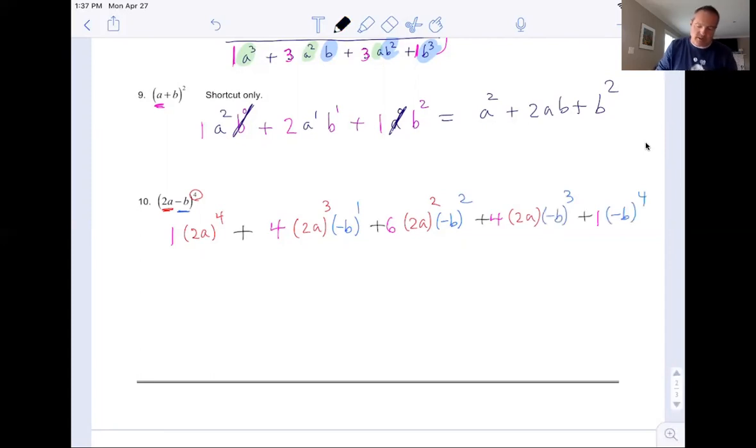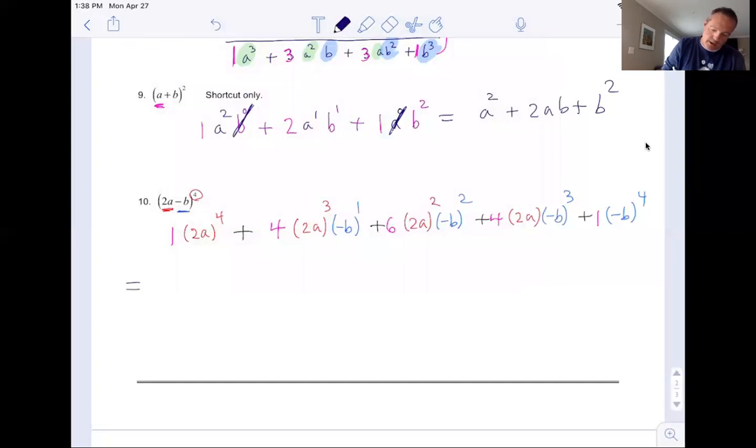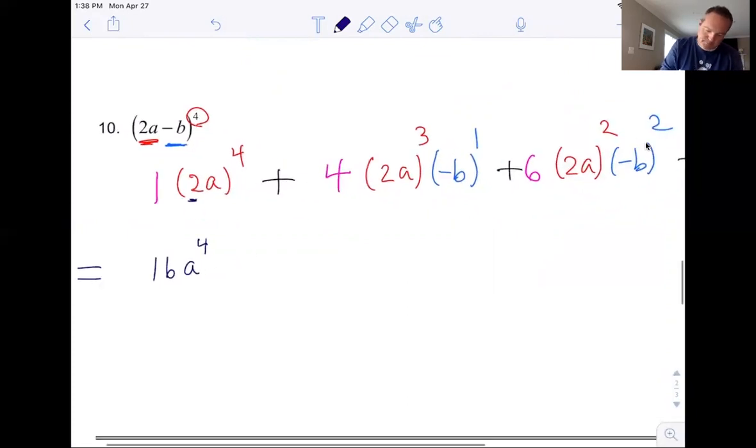I think you'll see this. A 4th degree binomial will give you 5 terms. A 5th degree will give you 6 terms. You always have one more term than what the power is. And now you really just do algebra 1. Now you gotta be careful. This is 2 to the 4th. That's 16 a to the 4th, right?